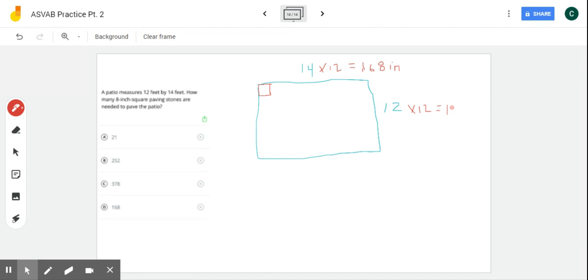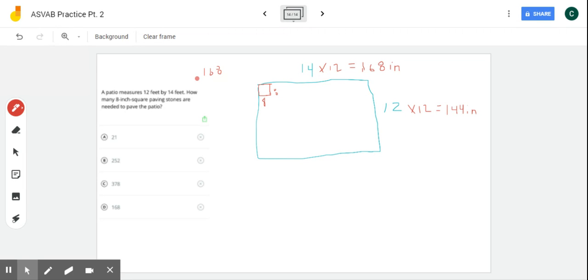Okay, so a couple of different ways to think about this. We could either find areas and use math that way. So do the area of the patio divided by the area of the 8 by 8, so 8 inches by 8 inches. I could also think, okay, if it's 8 inches this way, how many would fit this way? I'd have 168 divided by 8. So let me just write that over here.